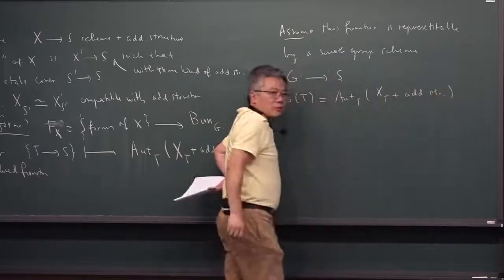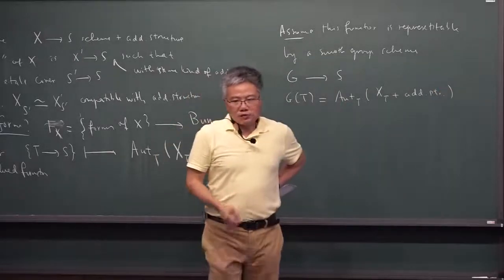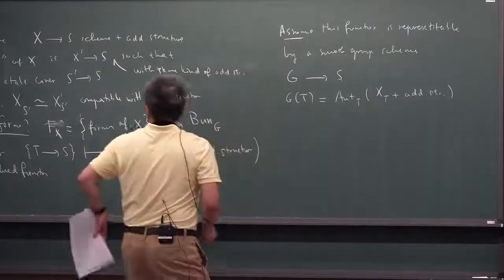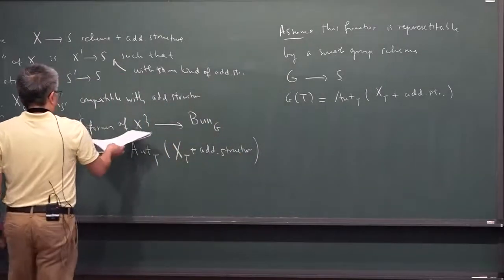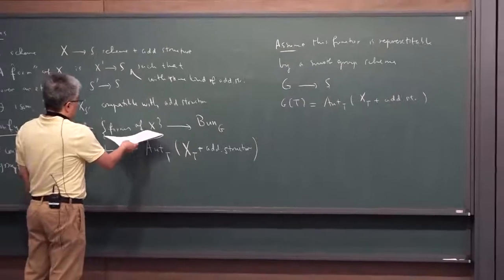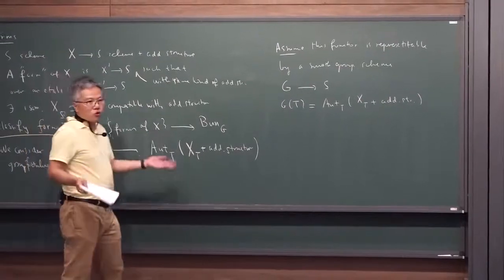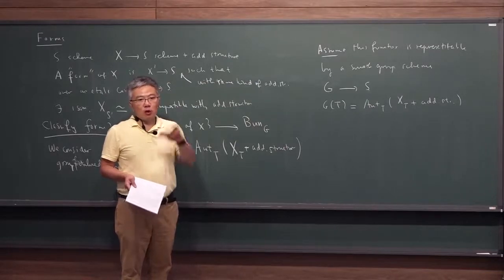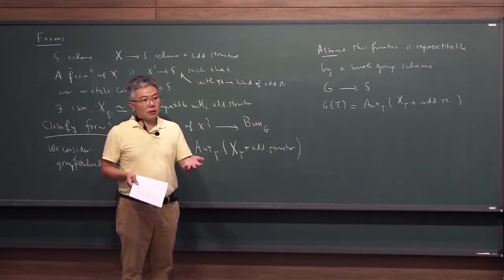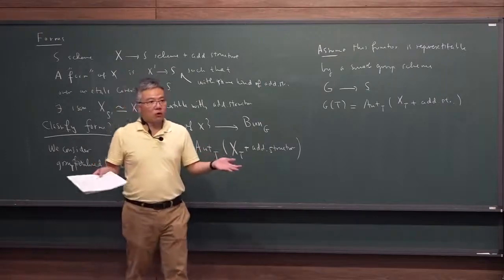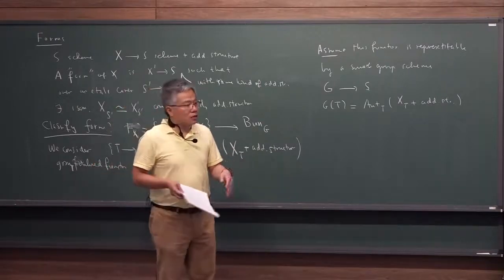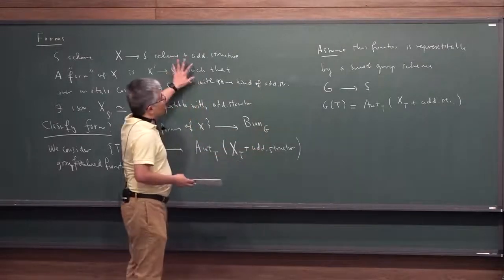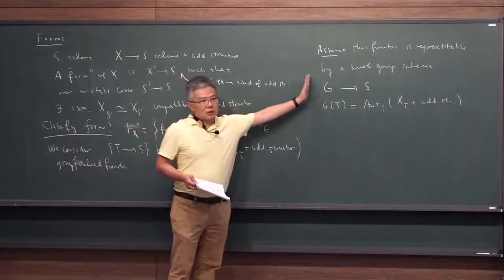So this is a strong assumption. This functor is not only representable, it can be very big. For example, if you take H to be two-dimensional, the automorphism of two-dimensional space is the general linear group. I don't know what the assumption is to make this happen, but just assume this.